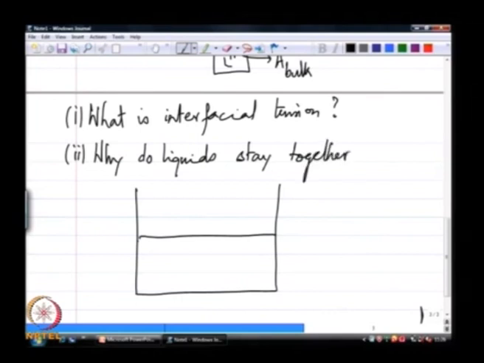So, what is so fundamentally different between a liquid and a gas? It is the same water. In a water vapor form, it would go to fill the entire room, but in the liquid form it stays together in the form of a beaker, and mind you, that is not due to gravity.